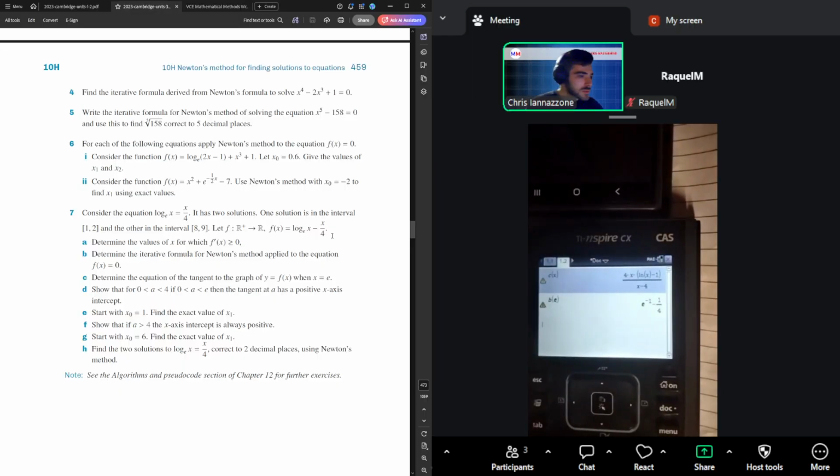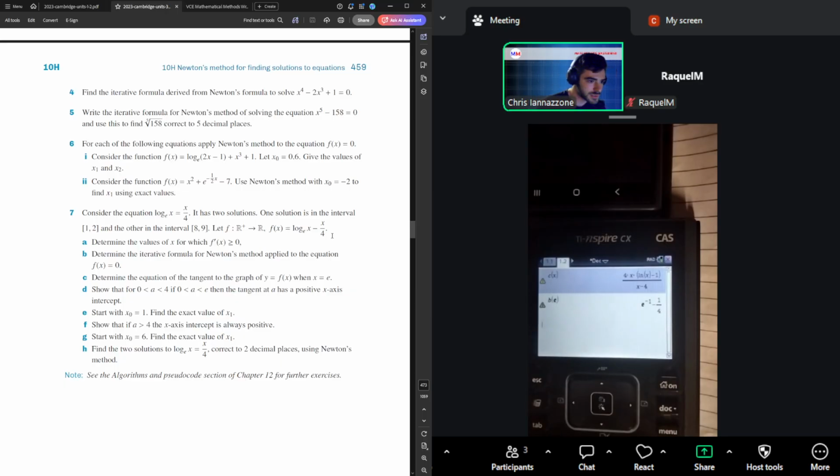So worth pointing out though, that answer there isn't actually the answer for C. That gives you the gradient of the tangent. They've said equation of the tangent at that spot. So that's part of the answer, right? You need the gradient and the point for a tangent line. We have the gradient up until now. Do we have the point?